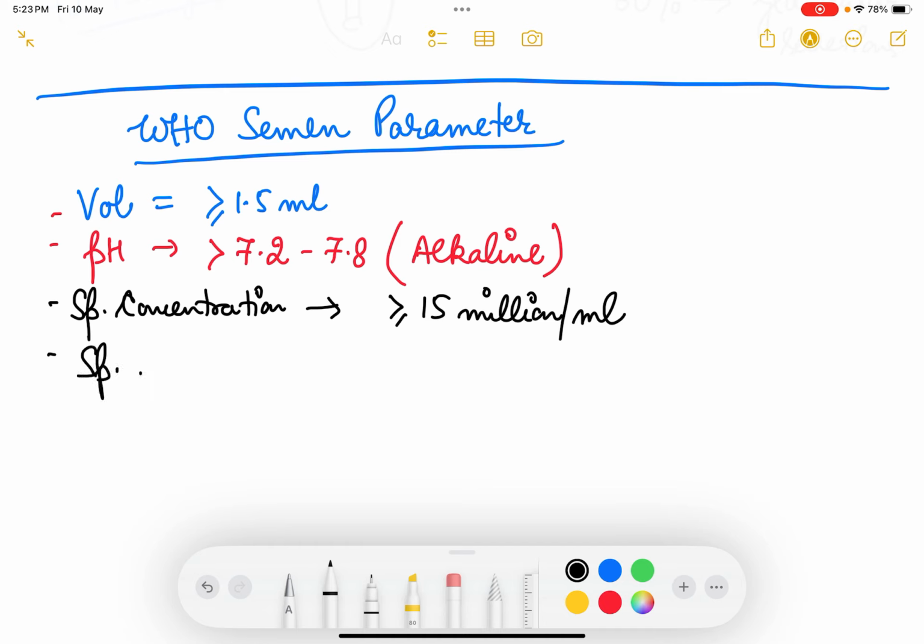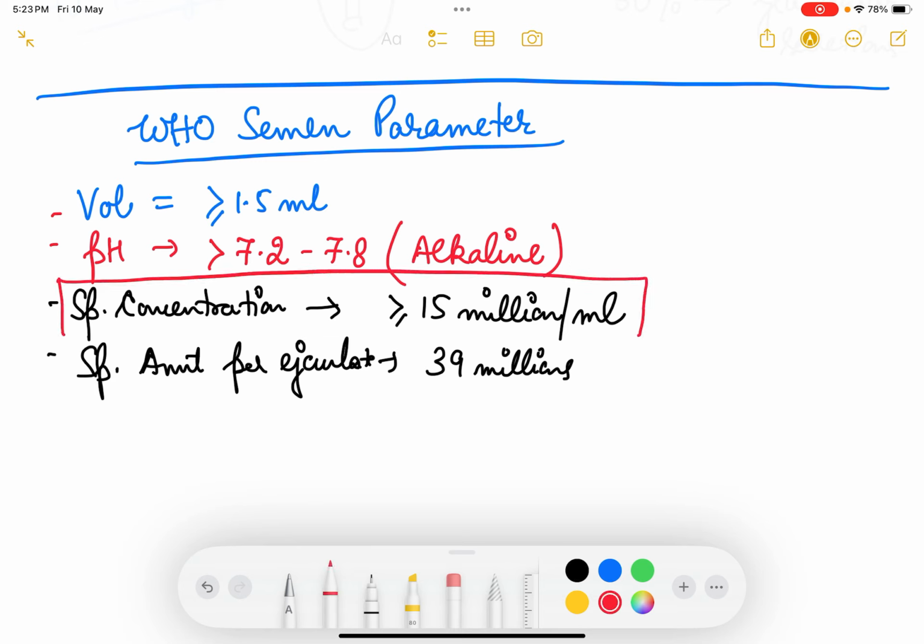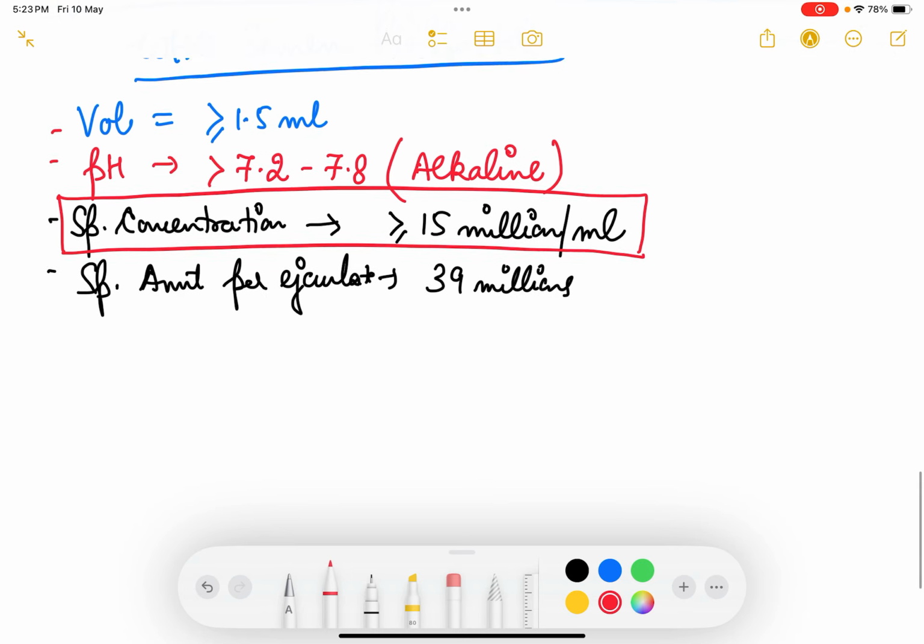total amount per ejaculate will be 39 millions. 39 millions is the minimum sperms required per ejaculate. But what is important for us is we consider per milliliter how much sperm is the concentration. It is 15 million per ml.